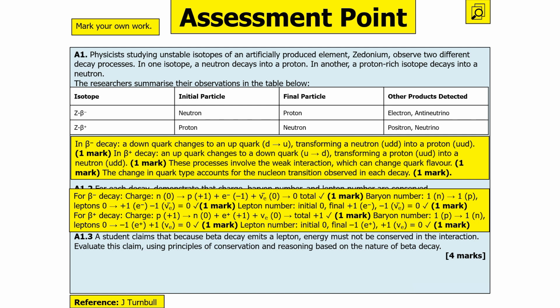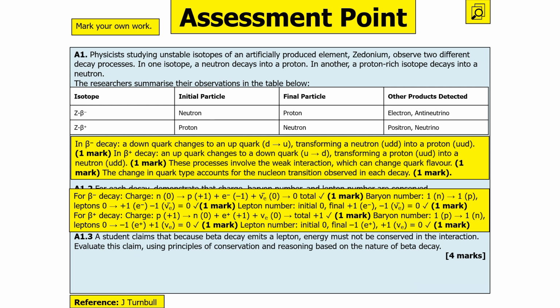Now finally, for the beta plus decay, we can say the charge before is +1, afterwards is 0, +1 and 0, so the total is +1. The baryon number before is 1 and afterwards is 1. The lepton number is 0. It then goes to -1 and +1 to 0. So therefore it's all conserved again.